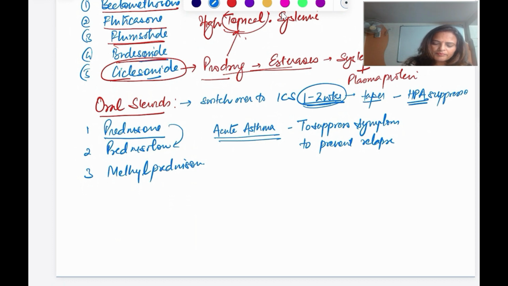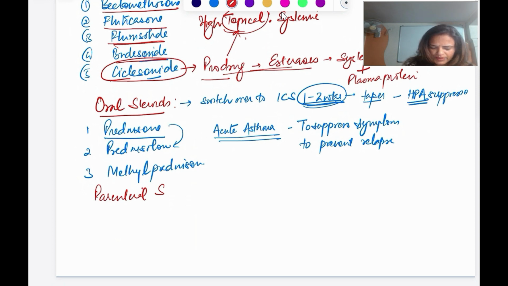Then we have parenteral steroids. Oral steroids, prednisone, prednisolone, and methylprednisolone, are all short acting. We give them for 7 to 10 days. If we compare with dexamethasone and others, these are short acting.